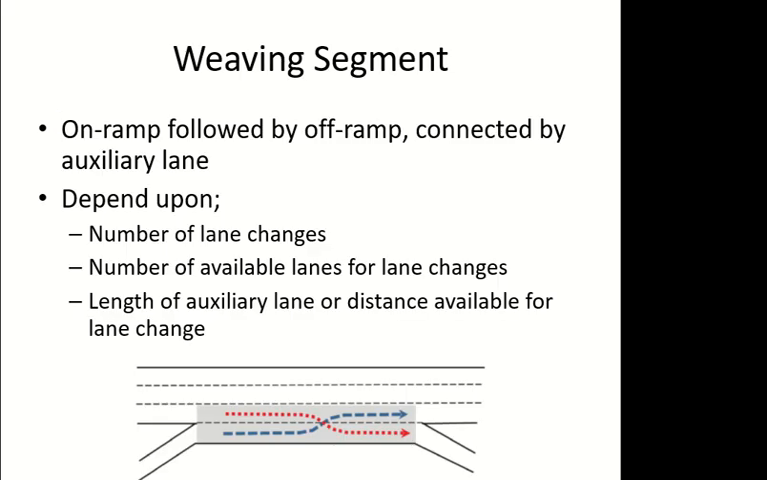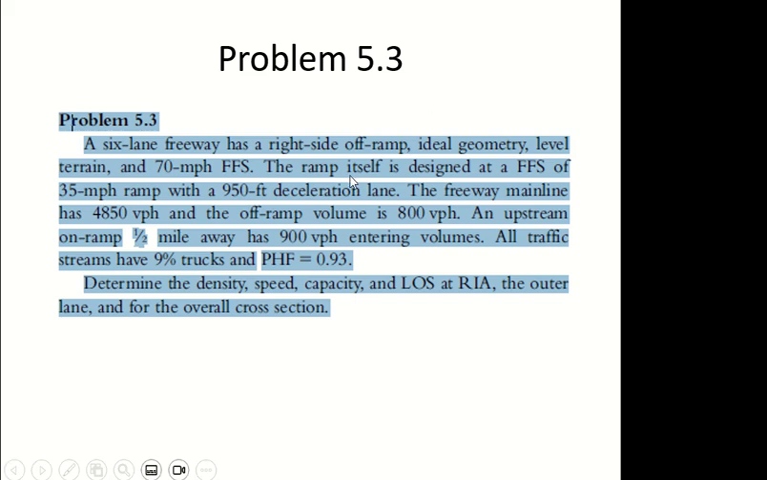So we have another question over here. This is for the diverge section, I believe. It's a 6-lane freeway. Off ramp means it's a diverge section. Ideal geometry means no adjustment factors. Free flow speed is given. Terrain is level. Obviously, the terrain will be same for the freeway and the ramp. Free flow speed for the ramp is given. Deceleration lane length is given.